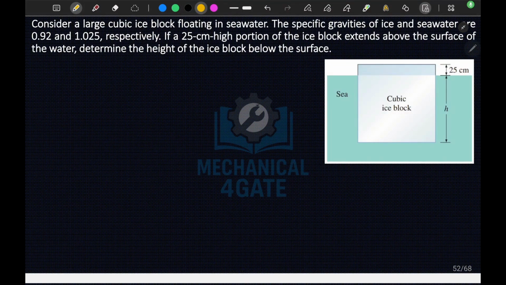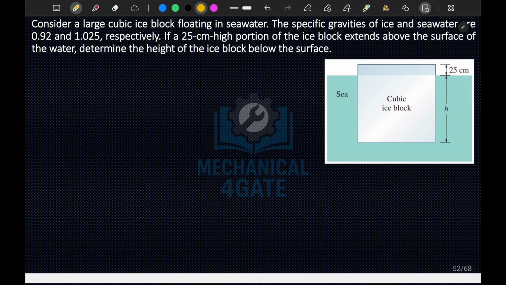So let's start with this question. Consider a large cubic ice block floating in the seawater. The specific gravities of ice and seawater are given, respectively. If 25 centimeter high portion of the ice block remains extended above the surface of the water, determine the height of the ice block below the surface.